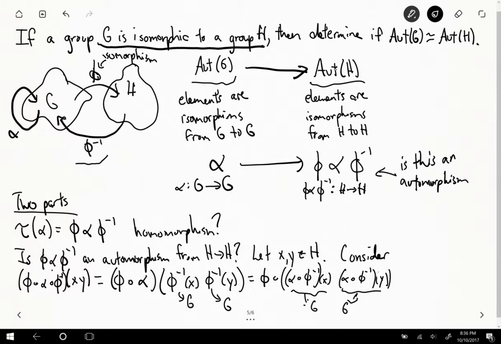So now we have, with the phi on the next part, that's also an isomorphism. So we can break this up into two different parts. So this equals phi composed with alpha composed with phi inverse of x, and then times the phi composed with alpha composed with phi inverse of y. Okay?